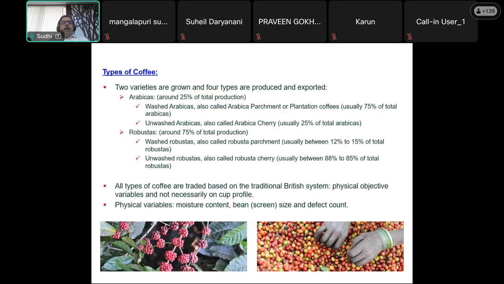So we saw where coffee is grown. Then what coffee do we grow? We have two varieties, one is Arabica and the other is Robusta. Around 25% of the production is Arabica.